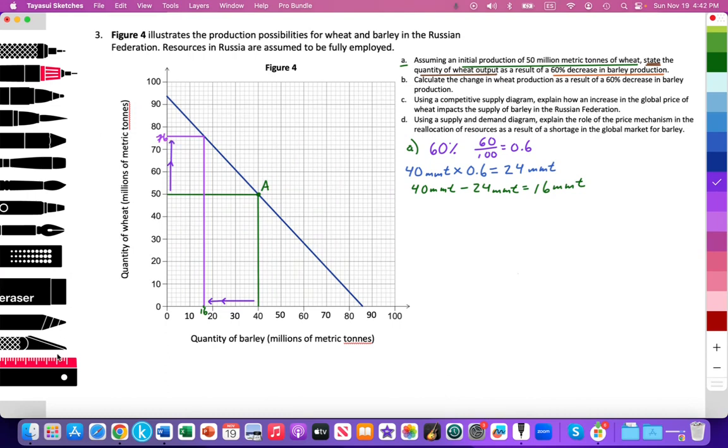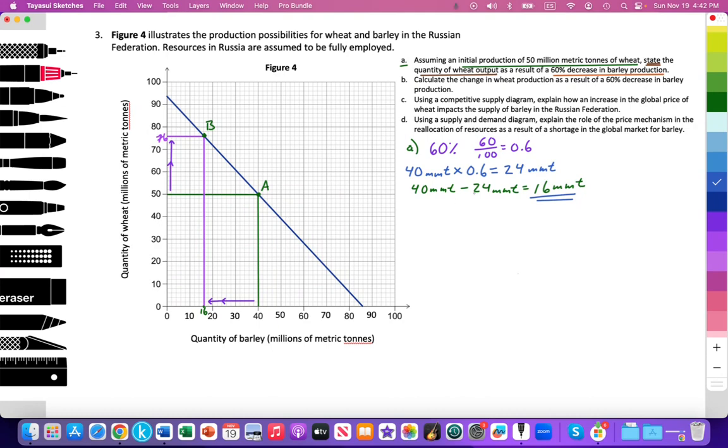So farmers within this economy are reallocating resources away from barley production towards wheat production along this constant opportunity cost production possibilities curve. I'm going to label our final point here as point B. Now, I've arrived at this answer of 16 million, but we can also arrive at this answer another way.